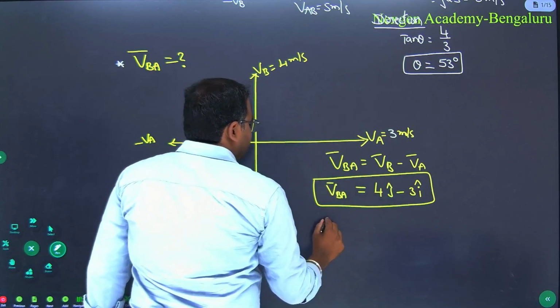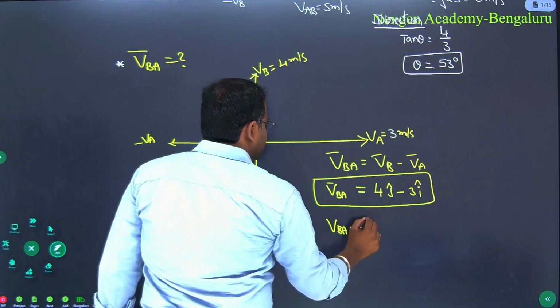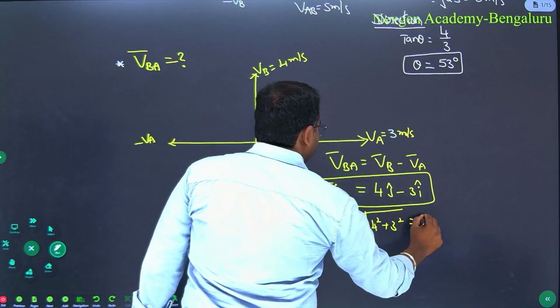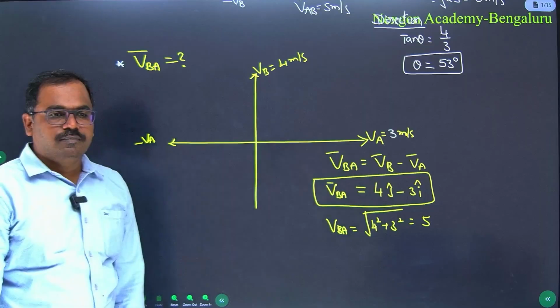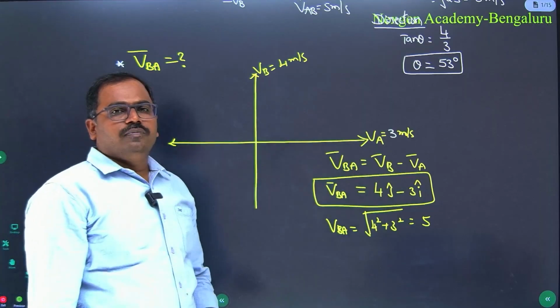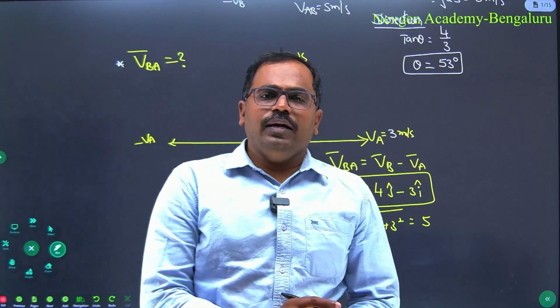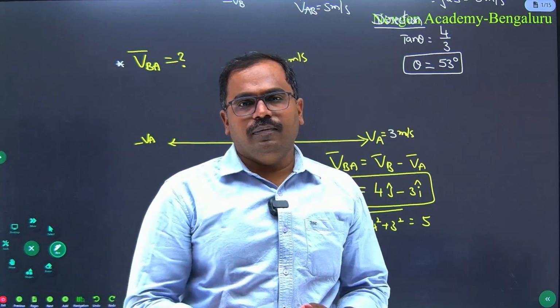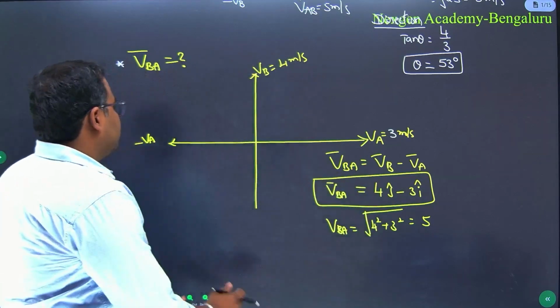When it comes to magnitude, it is square root of 4 square plus 3 square, which is equal to 5. Magnitude wise, both are the same. In the last session also we have seen relative velocity in one dimension, and we got the same. Magnitude wise, the values are the same; direction wise, they are opposite. Now look at the direction.